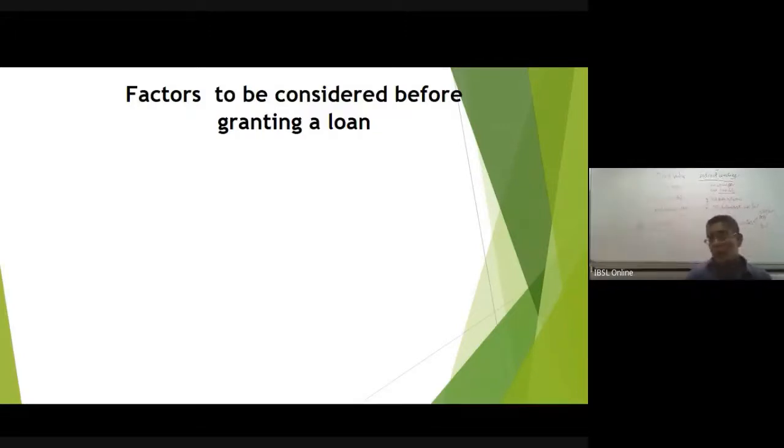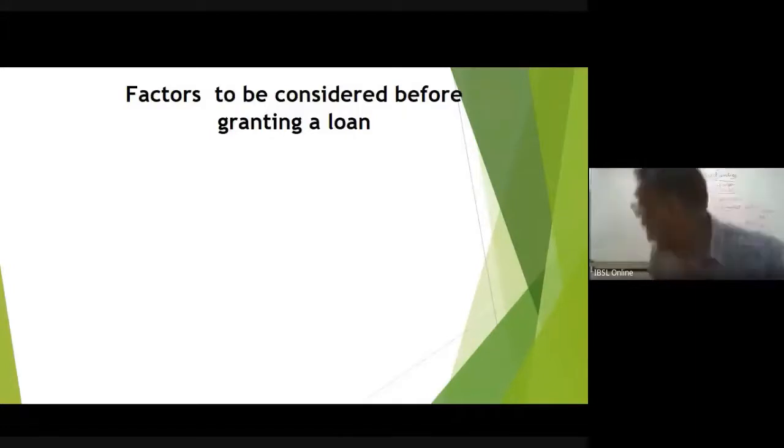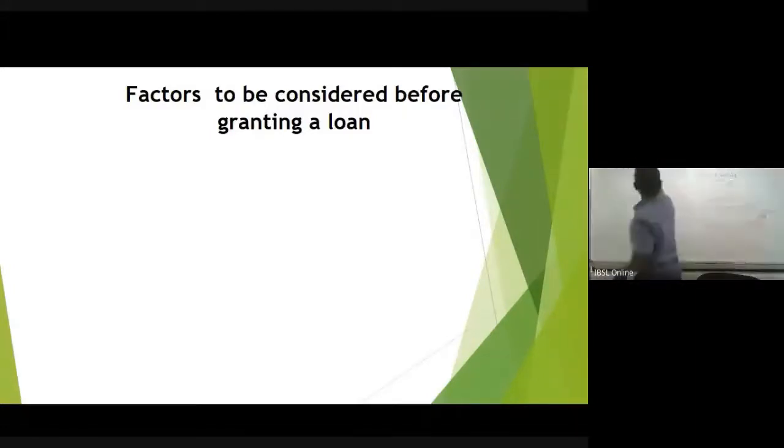If a customer comes to a bank to get a loan, he is called a borrower. Now, what are the factors we are going to look at to give it to him or not? Okay, the first point is what we call the 5 C's. First one is the 5 C's.